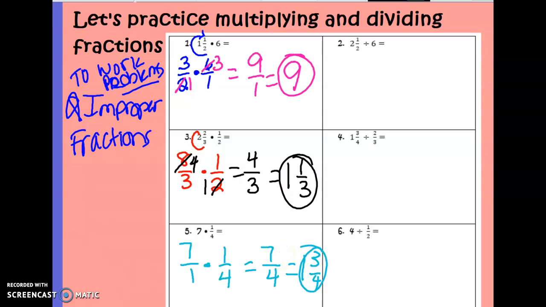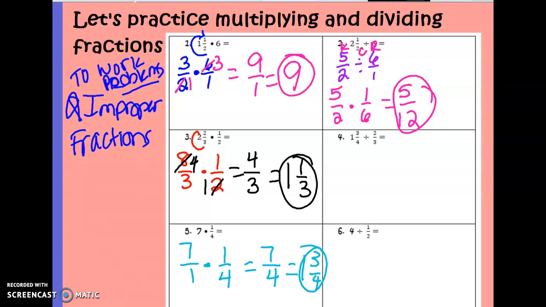Okay, my next one, 2 1/2 divided by 6. First thing I have to remember, convert. So 2 times 2 is 4, plus 1 is 5 halves, divided by 6 over 1. At this point is where we have to remember to keep, change, reciprocal. So 5 halves times 1 over 6. Can't cross simplify, so I have 5 over 12.